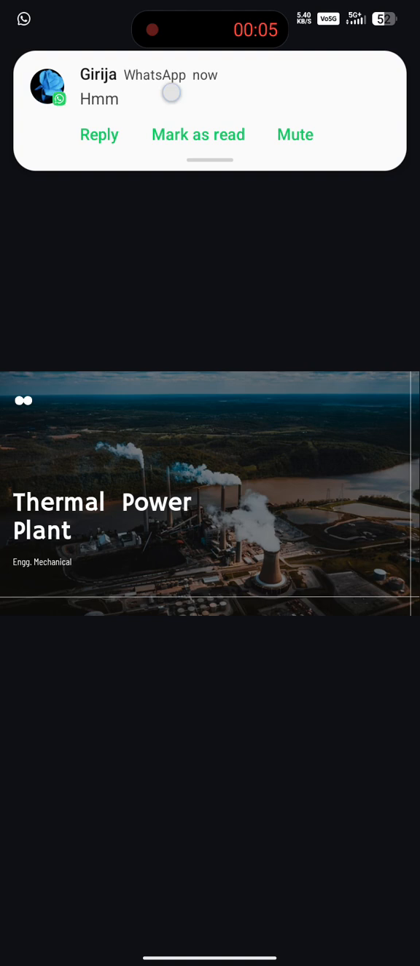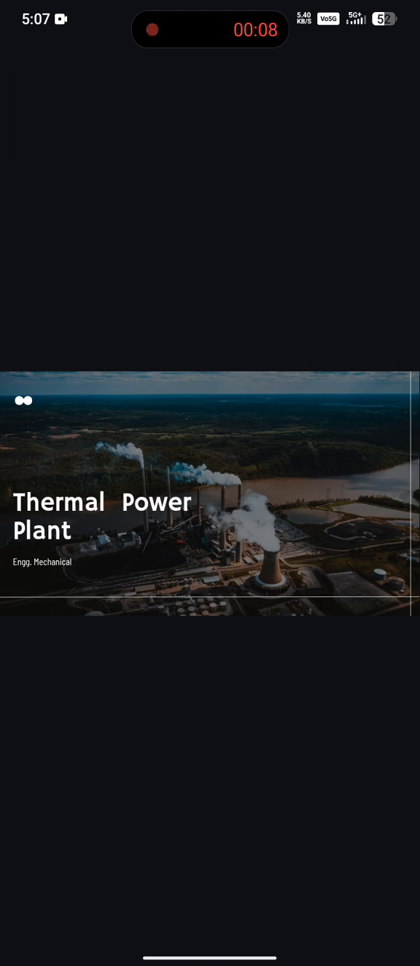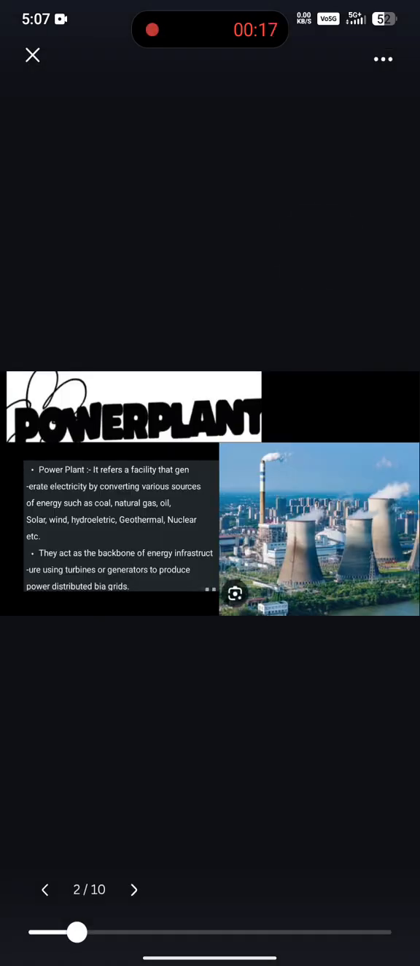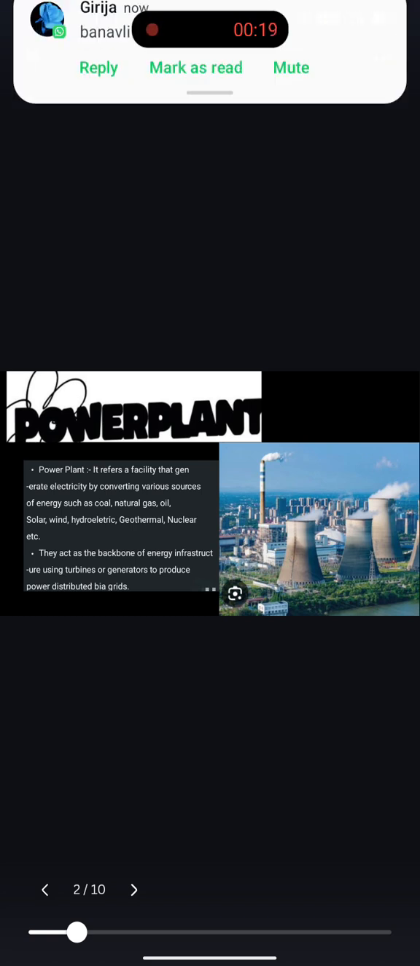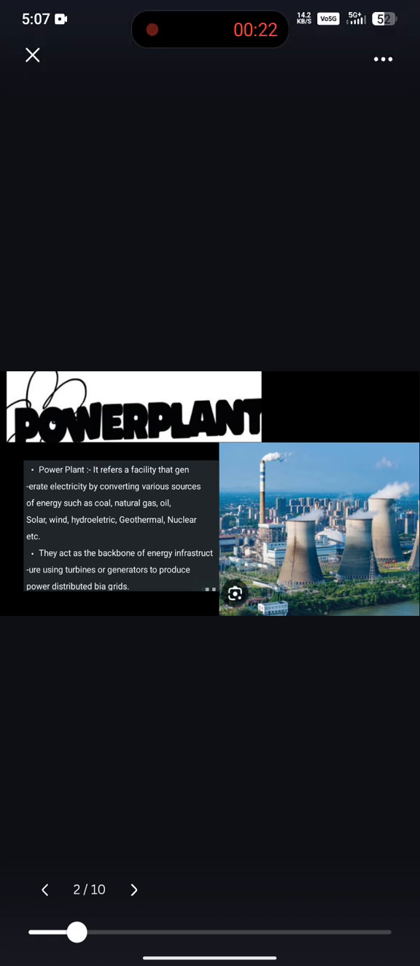Today we are discussing a very important topic: thermal power plant in basic mechanical engineering. So let's start. First of all, we have to see what is meant by power plant. A power plant refers to a facility that generates electricity by converting various sources of energy such as coal, natural gas, oil, solar, wind, hydroelectric, geothermal, nuclear, etc. They act as the backbone of the energy infrastructure, using turbines or generators to produce power distributed via grids.